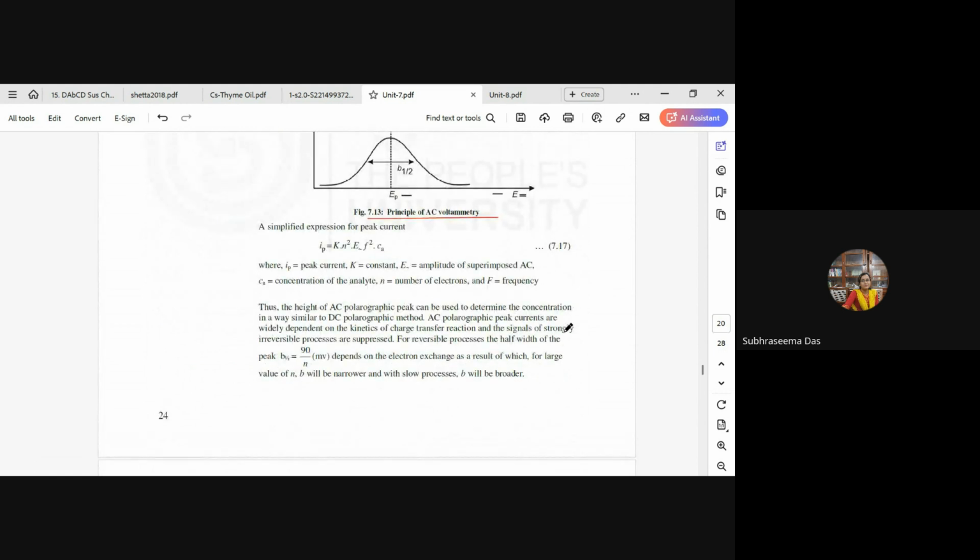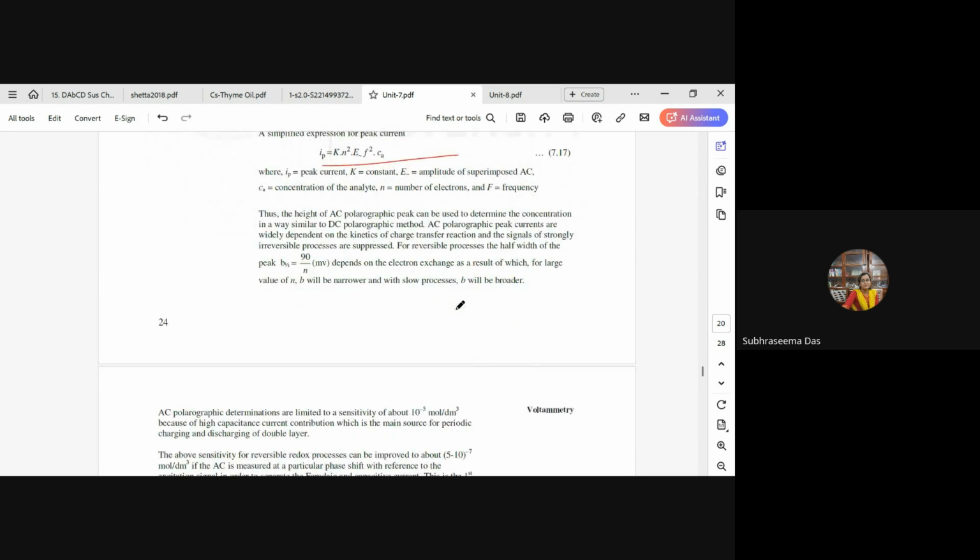A simplified expression for the peak current can be given as IP equals K times N squared times E times F times CA. IP is the peak current, K is the constant, E represents the amplitude of the superimposed AC, CA is the concentration, N is the number of electrons involved in the reaction, and F is the frequency.